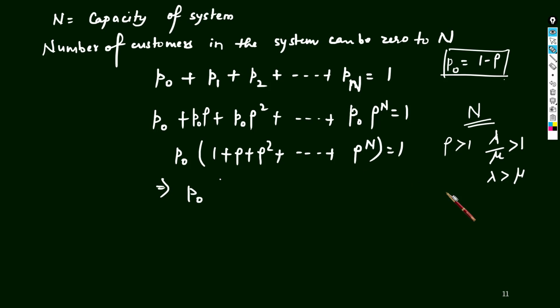Let's suppose customers are coming 10 per hour, but they are served 8 per hour. So every hour 2 customers are not served. So there is a chance of infinite queue length, which means that the customers will never be served. Some customers will be left eternally. There is a chance of that.